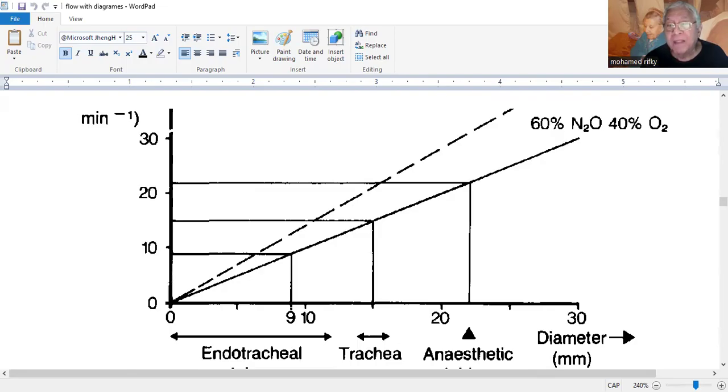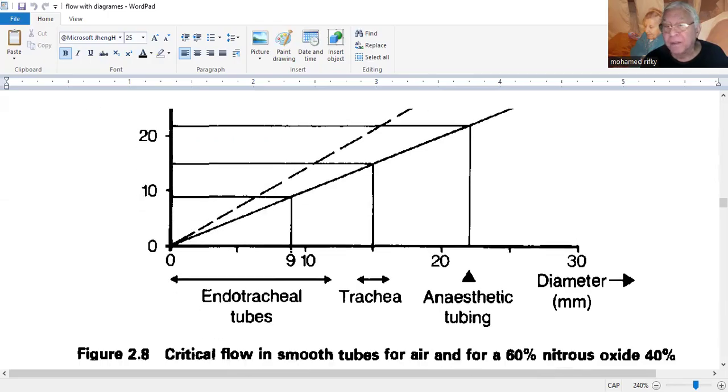Of course, these are the figures of the diameters of the endotracheal tubes, anesthetic circuits and the scavenging system. Whenever the endotracheal tube is 9, suppose it corresponds to the 9 of the flow, the flow will be laminar. If we exceed the flow, the flow will be turbulent.